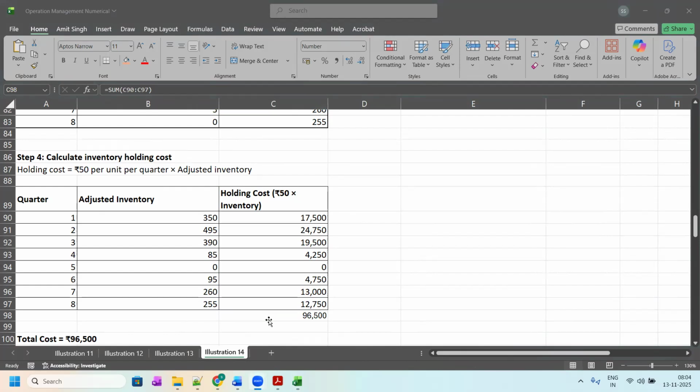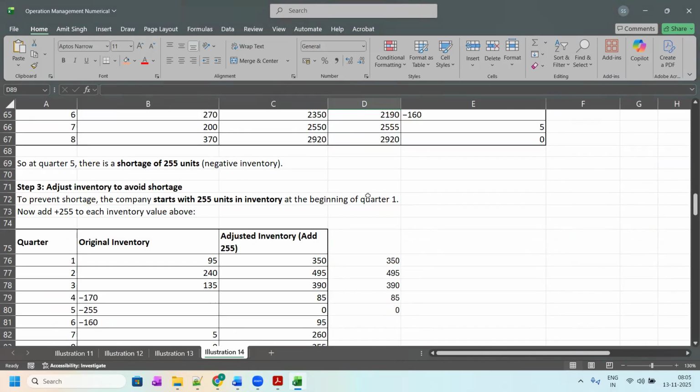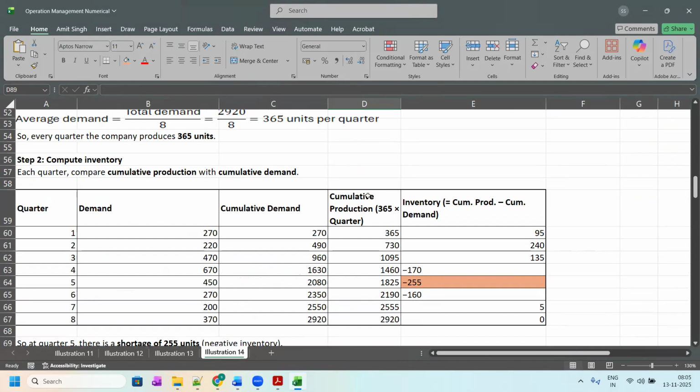Sir, we took the demand forecast and the quarter. We did cumulative demand, and then we took the average demand. We added all those and took the average of it. We got 365. And then we took the cumulative production level, nothing but we multiplied the average into the quarter. And then when we subtracted cumulative production from cumulative demand, we got inventory, that is 95, 240, and all those data. We found that the maximum was 255 in negative.